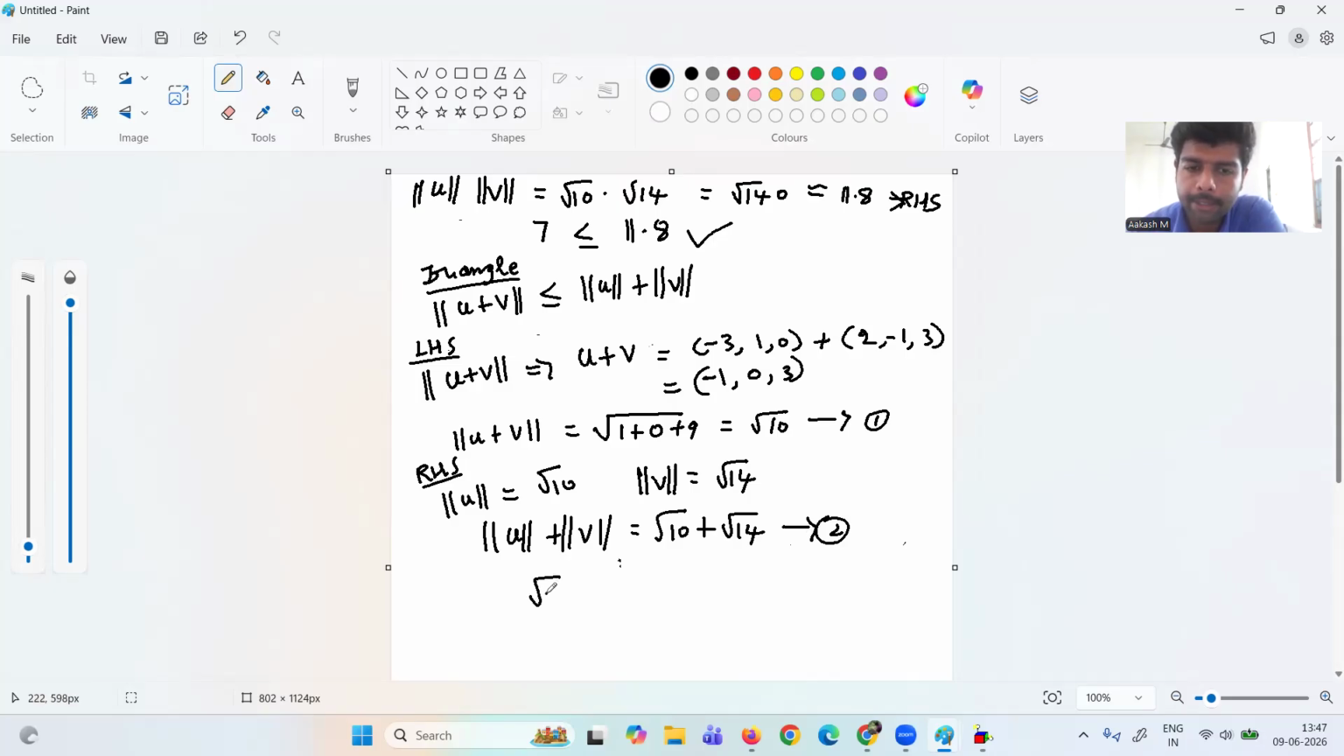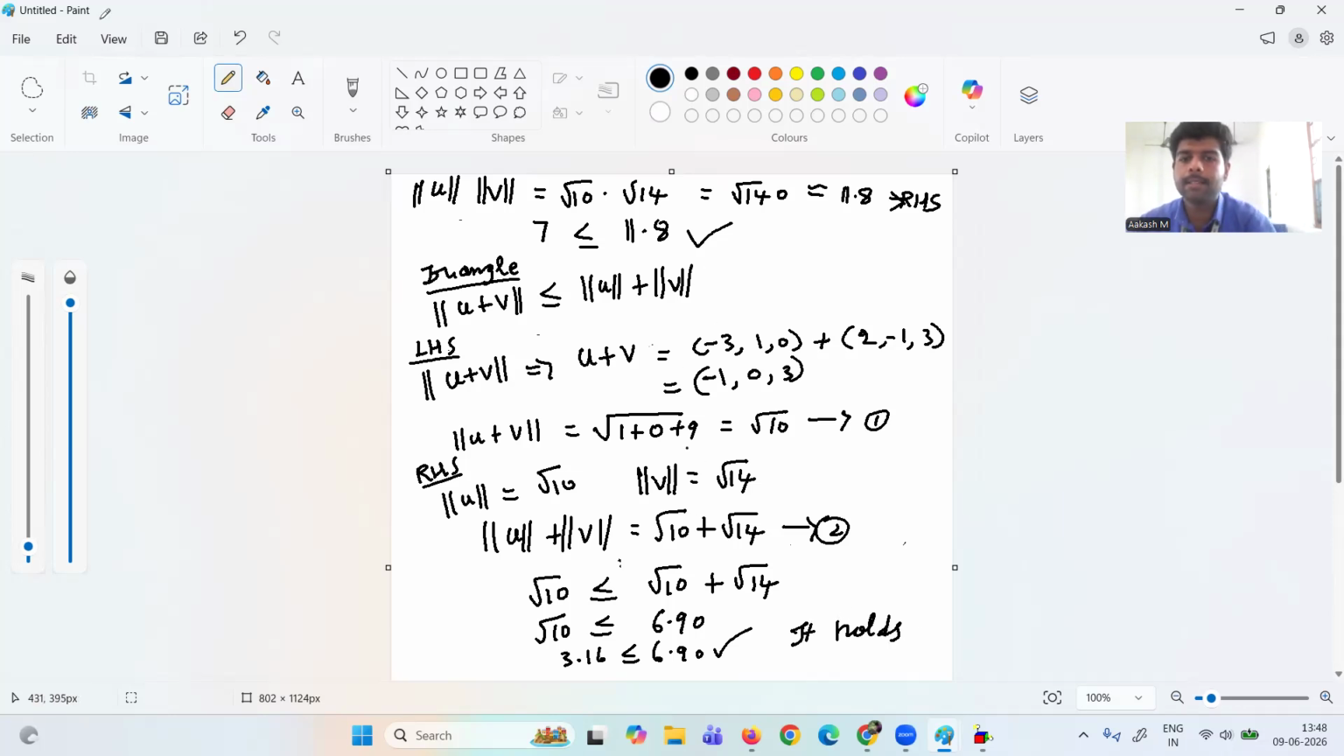Now we check whether it's satisfied or not. Root 10, your LHS, is less than or equal to root 10 plus root 14. Root 10 plus root 14 you can approximately write as 6.90. Root 10 is 3.16, which is less than or equal to 6.90. It holds. So like this, you have to prove the Cauchy-Schwarz and triangle inequalities.